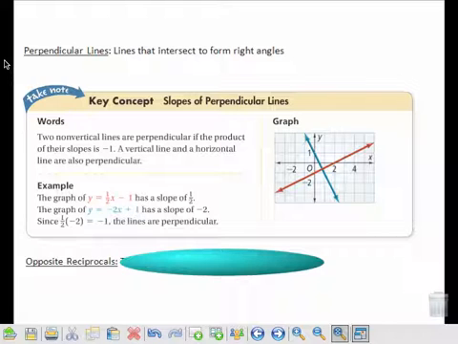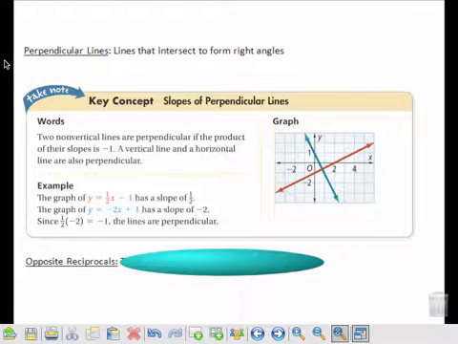So two non-vertical lines are perpendicular if the product of their slopes is -1. A vertical line and a horizontal line are also perpendicular. So what's the slope of a horizontal line? 0. What's the slope of a perpendicular line? Undefined. Can you have an opposite reciprocal of 0? No. 0 has no reciprocal. So horizontal and vertical lines are the exception to this part. This is why it says two non-vertical lines, because for a vertical line, any horizontal line will be perpendicular to it.